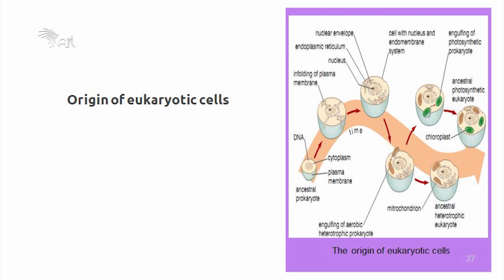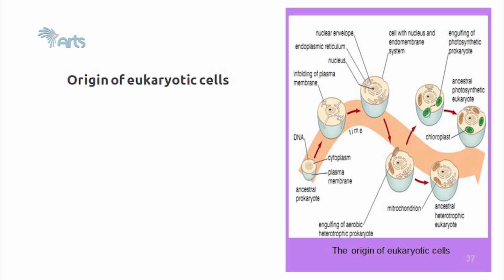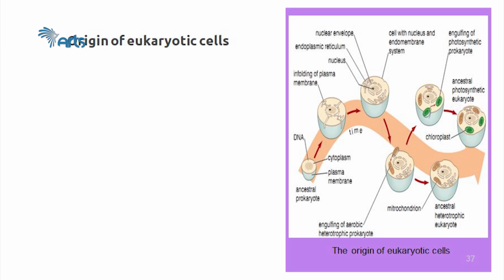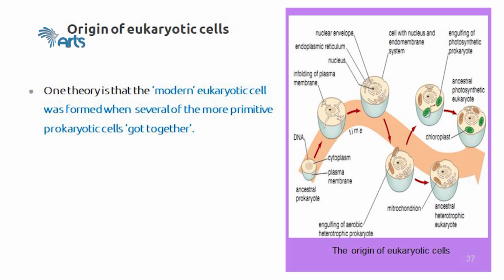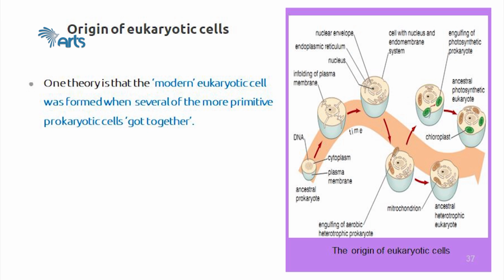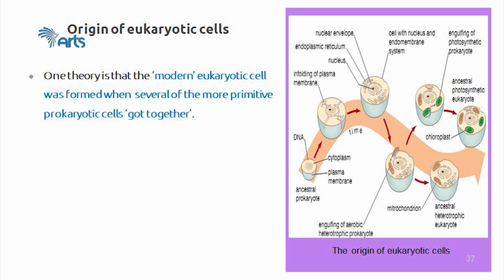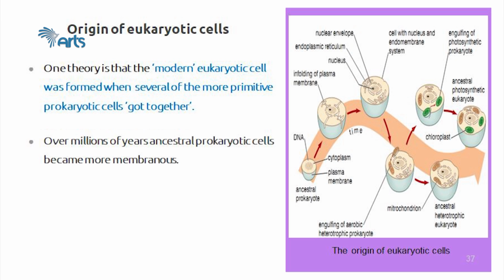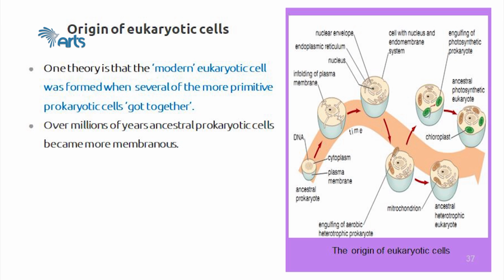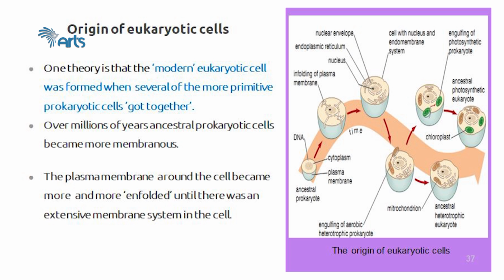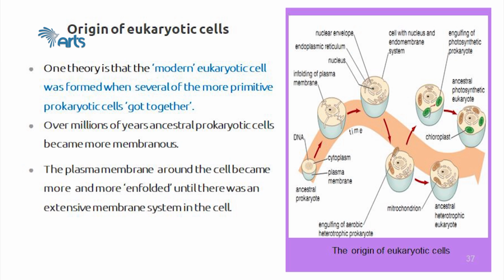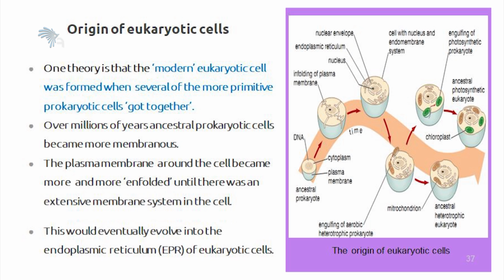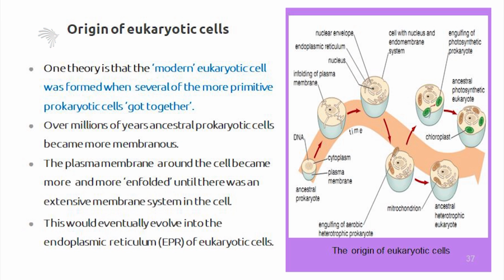Origin of eukaryotic cells. There are some theories and explanations behind the origin of the eukaryotic cell. As we have mentioned earlier, the prokaryotic cells were the first cells to appear on this planet. One theory is that the modern eukaryotic cell was formed when several of the more primitive prokaryotic cells got together. Over millions of years, ancestral prokaryotic cells became more membranous. The plasma membrane around the cell became more and more folded until there was an extensive membrane system in the cell. This would eventually evolve into the endoplasmic reticulum, for short ER, of the eukaryotic cell.